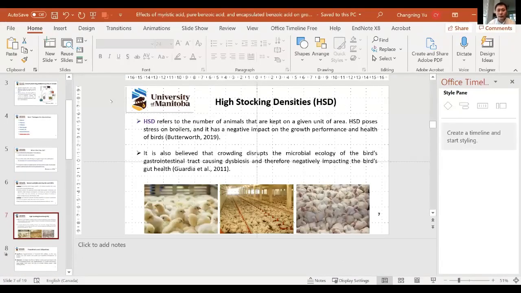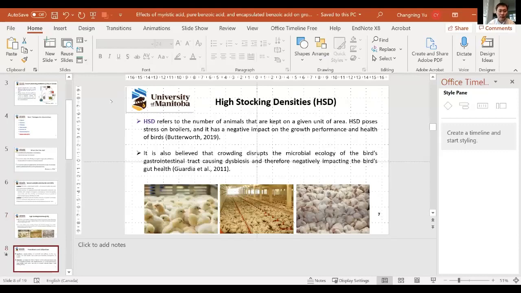The background of the environment we use is high stocking density. High stocking density refers to the number of animals kept in a given unit of area. High stocking density puts stress on broilers, and it has a negative effect on the performance and the health of the bird.